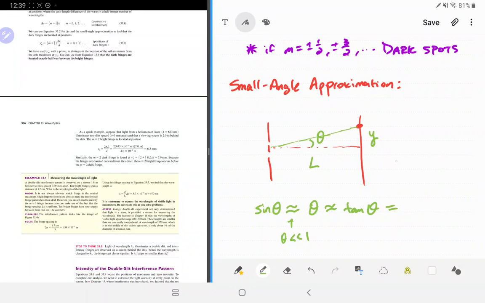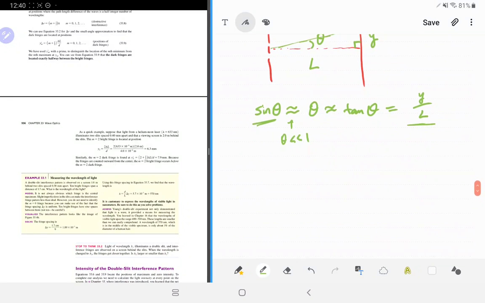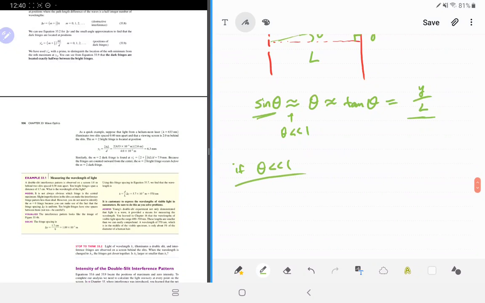So this is opposite over adjacent. This is a right angle right here. So this is y over L. Looking at the first piece and the last piece, we can replace sine theta with y over L. So if theta is small, then our path length difference becomes not just d sine theta, but d times y over L. And then that is equal to m lambda. So this is just the same formula over again, but plugging in the small angle approximation.